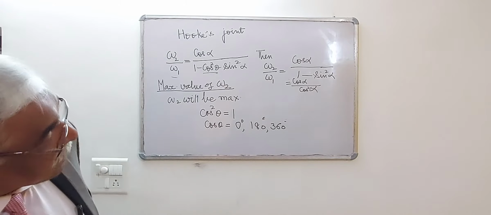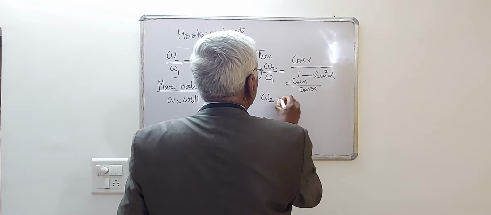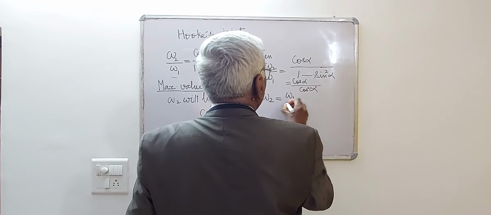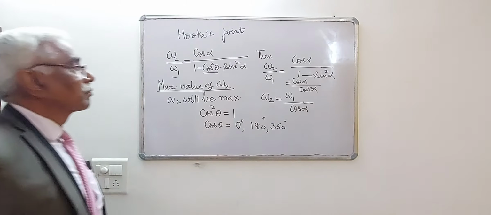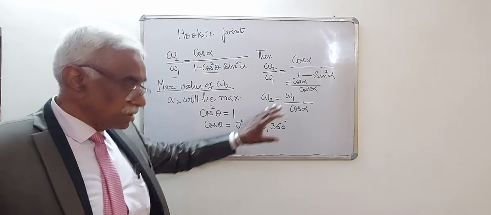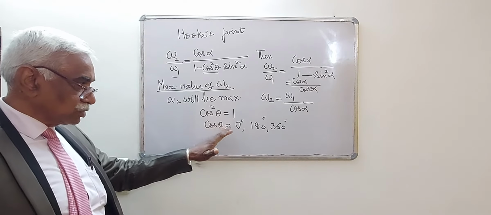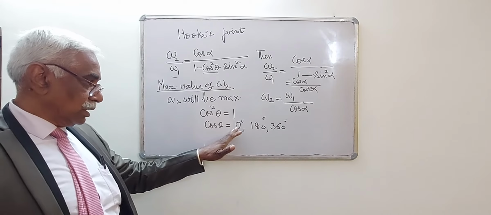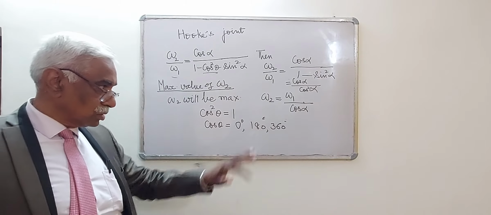And it can be written as omega 2 is equal to omega 1 by cos alpha. The speed will be maximum, and the maximum value of omega 2 will be given by omega 1 by cos alpha. And it will be when the driving shaft is rotated through angle theta of 0, or 180 degree, or 360 degree.